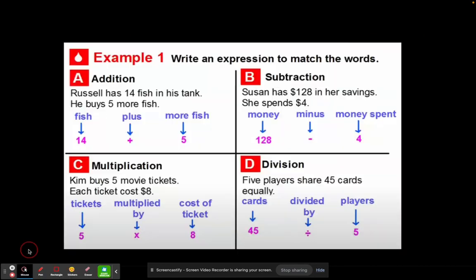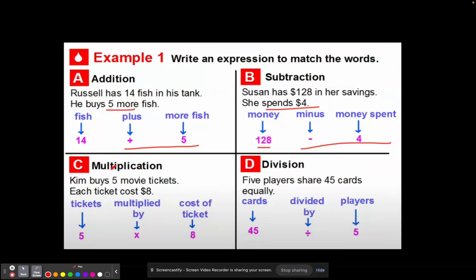Okay. Here we go. Write an expression to match the words. So Russell has 14 fish in his tank, and then he buys 5 more. So you need to know, in order to get 5 more of something, you add 5, right? Susan has 128 bucks in savings, and then she spends 4. Spending 4 is the same thing as subtracting 4.